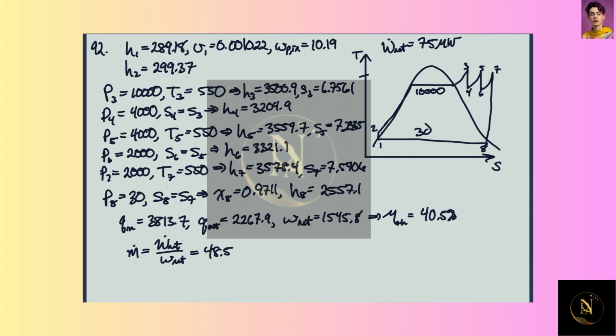Again, this would be for an ideal mechanical devices, turbine, and pump. And since we were given the net power output and we know the net specific work, we can find the mass flow rate of the feed water through here, and that winds up being 48.5 kilograms per second.